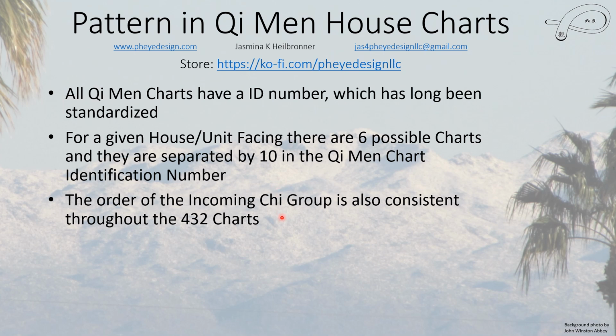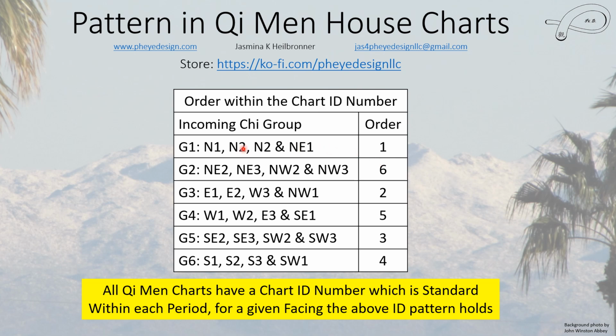Now, the order of the incoming chi groups is also consistent through all of the house charts. So this is the order. If you're looking through time and you find a day where you actually have a chart, the first one that will come up will be group 1. This is always the first one you'll see. Then it skips to group 3, then to group 5, then group 6, group 4, group 2. So it has this skipping kind of thing, and then it folds back on itself. This is just the way it works for every single facing. This is consistent, so that's good.